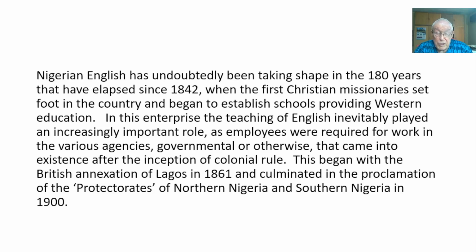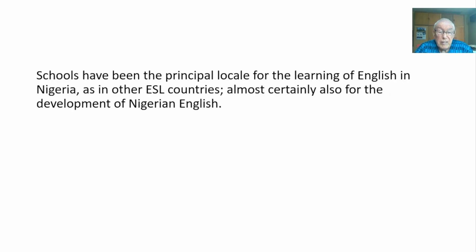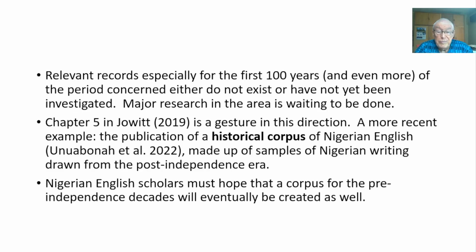This began with the British annexation of Lagos in 1861 and culminated in the proclamation of the protectorates of northern Nigeria and southern Nigeria in 1900. Schools have been the principal locale for the learning of English in Nigeria, as in other ESL countries, almost certainly also for the development of Nigerian English. Relevant records, especially for the first 100 years, and even more, of the period concerned, either do not exist or have not yet been investigated. Major research in the area is waiting to be done.